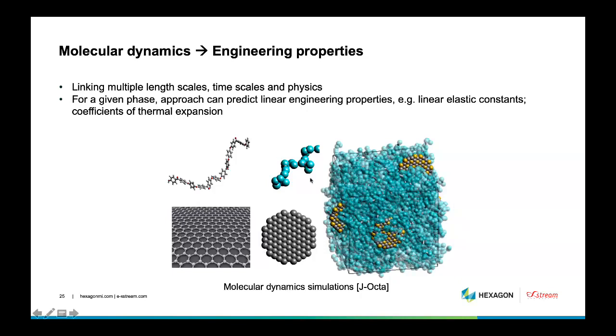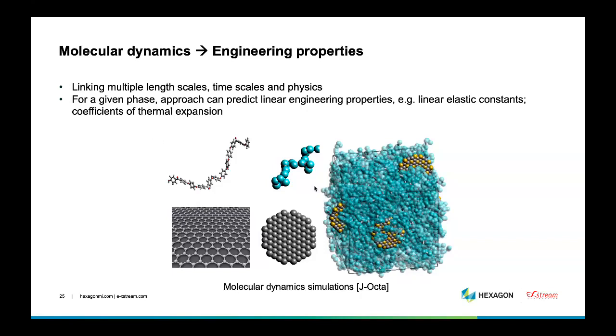But so far, to my knowledge, you can have reliable predictions of linear engineering properties. So linear elastic constants, linear coefficients of thermal expansion, and you can take these linear properties and you can feed them to continuum mechanics, homogenization-based approach, like the ones I talked about. And there's also the possibility to use this kind of software to predict the properties of nanocomposites and hopefully also to predict properties of interfaces, interface between fiber and matrix, for instance.